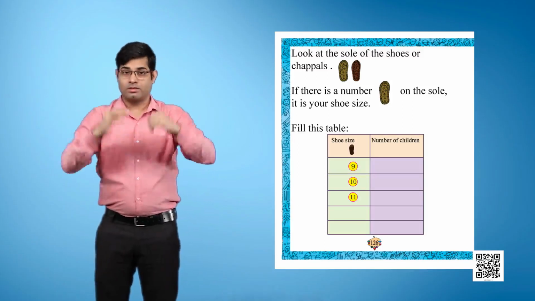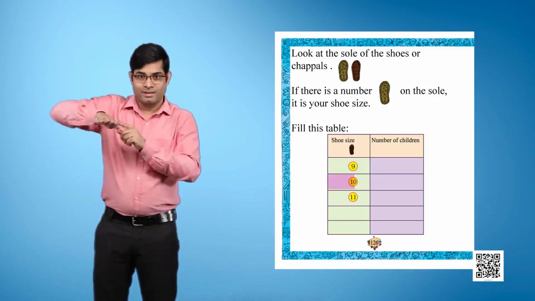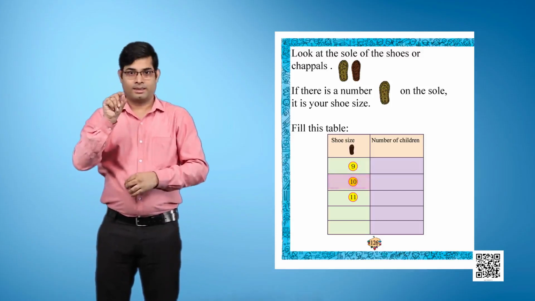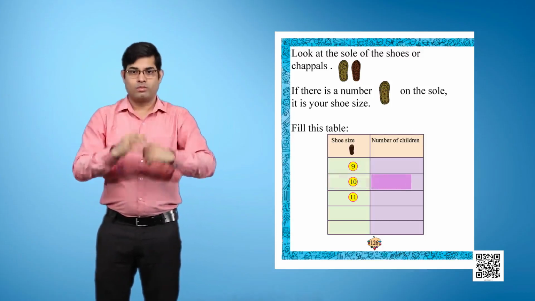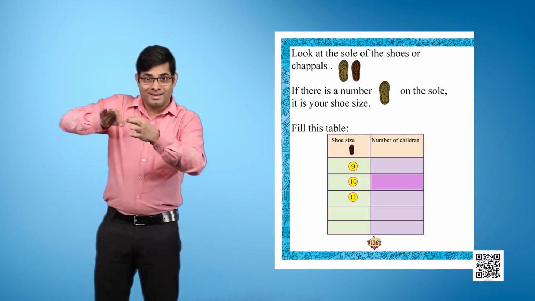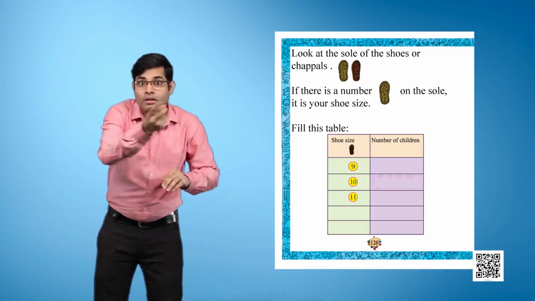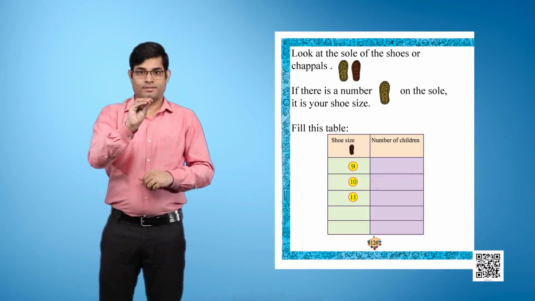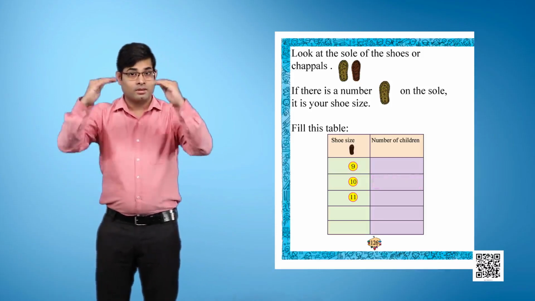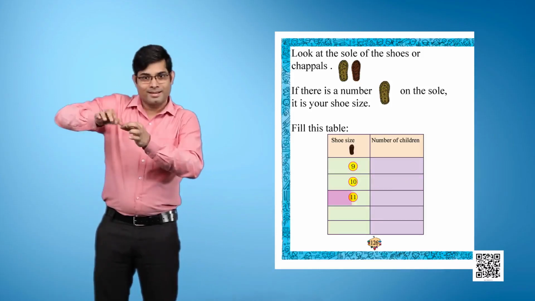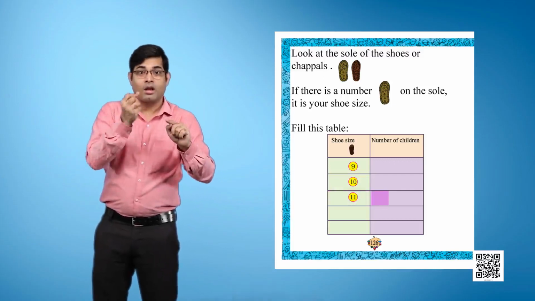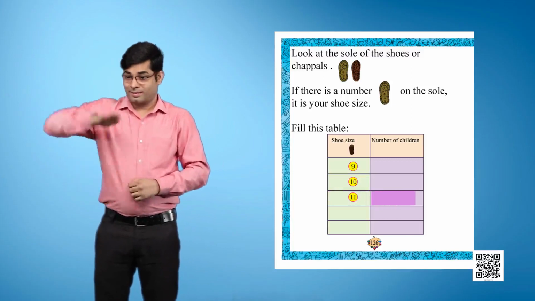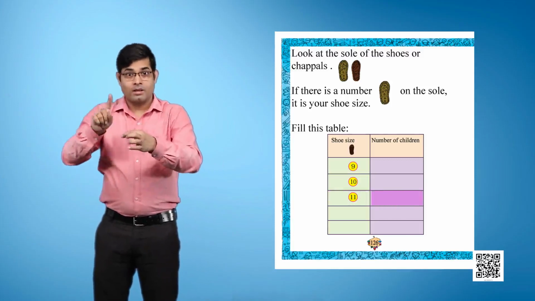Row 2. Column 1 has shoe size number 10. Column 2 has empty space for writing the number of children having shoe size 10. Row 3. Column 1 has shoe size number 11. Column 2 has empty space for writing the number of children having shoe size 11.